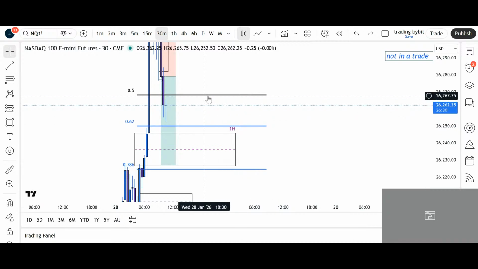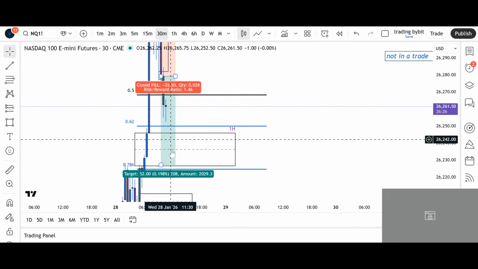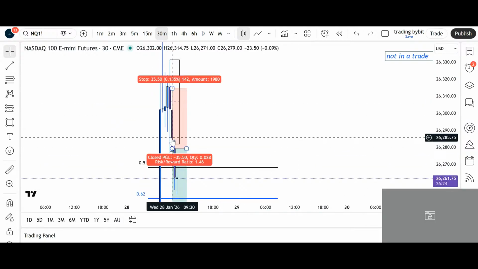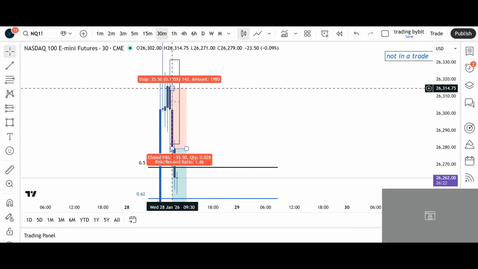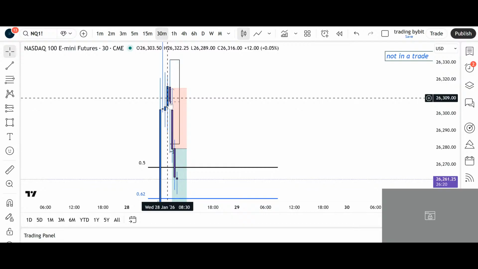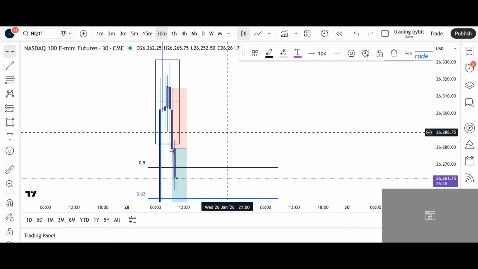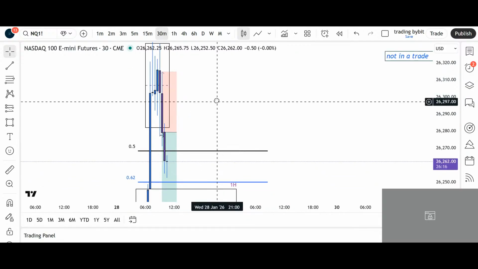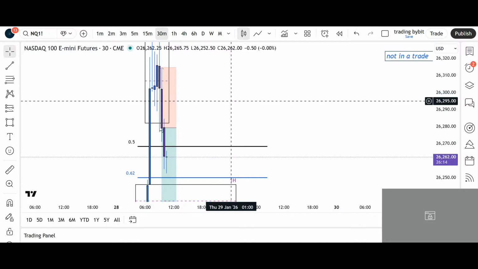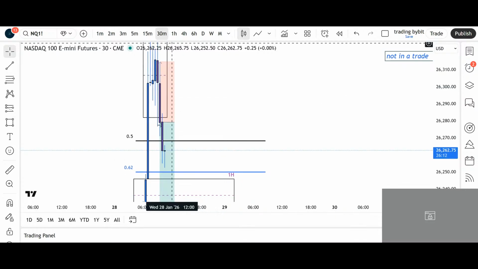Because we came back to fair value of price, and it should fall further. No, we don't have a half hour fair value gap even there, so it should not come back. It should continue lower.